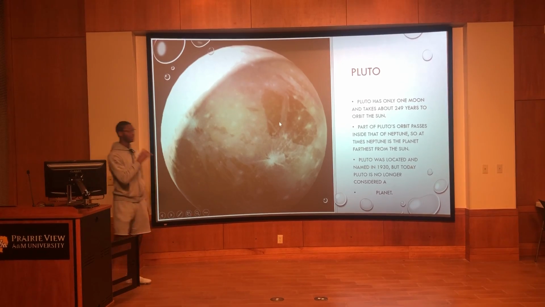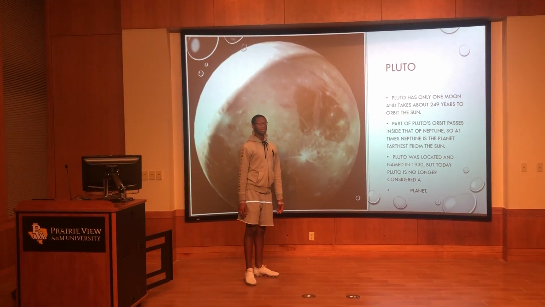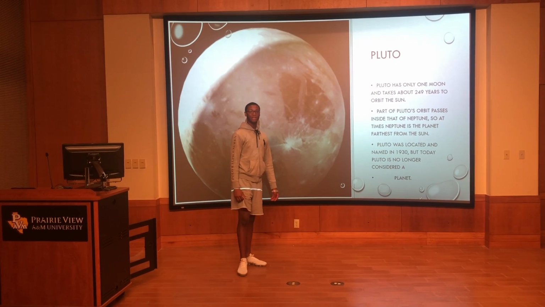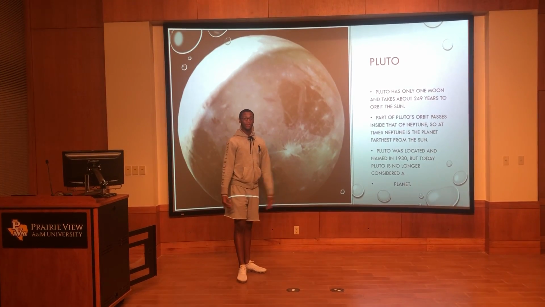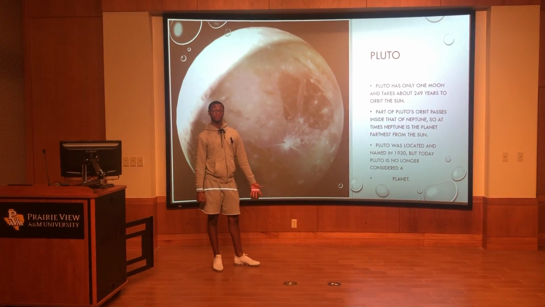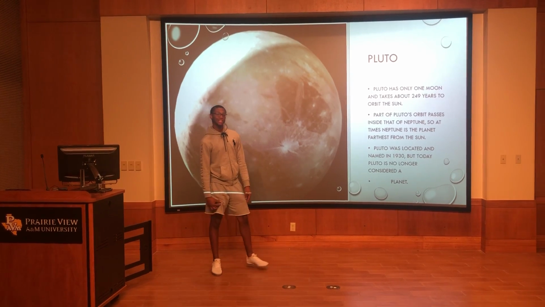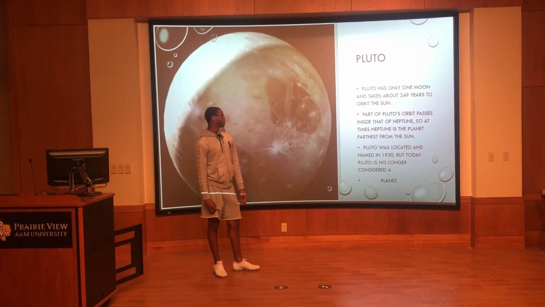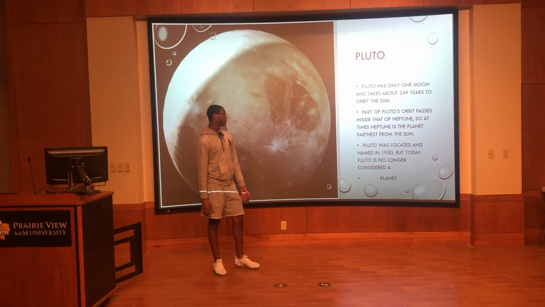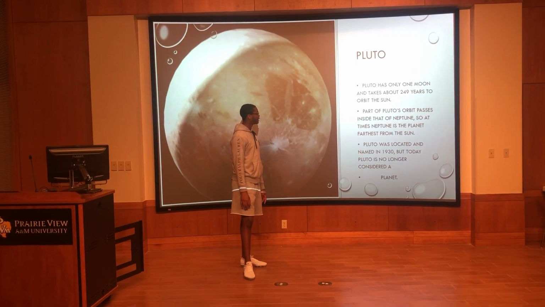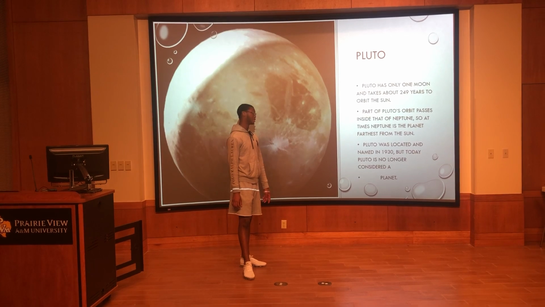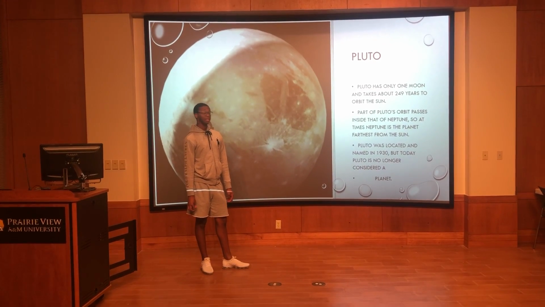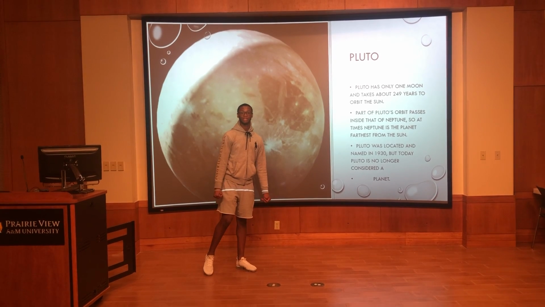And here we have Pluto. Pluto has 1 moon, and it takes about 249 years to orbit the sun. As you may know, Pluto has the largest orbit, or it takes the longest to go around the sun, because it's the furthest planet. Some people call Pluto a dwarf planet. Part of Pluto's orbit passes inside that of Neptune, so that at times Neptune is the planet furthest away from the sun. Pluto was located and named in 1930, but today, as I said, Pluto is no longer considered a planet.